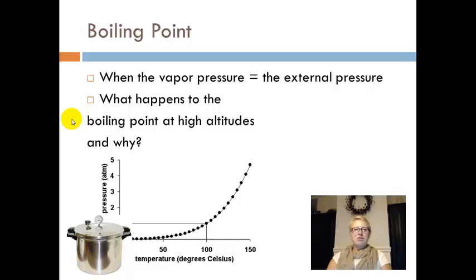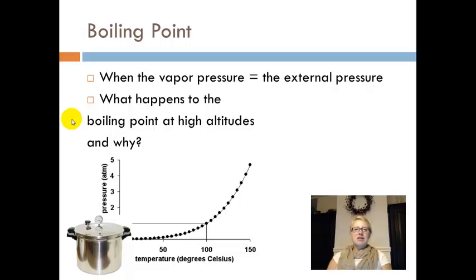So what happens to the boiling point at high altitudes and why? Well, at high altitudes, the external pressure is lower because you have less atmosphere above you pressing down. So the boiling point is reached much sooner. The liquid is able to escape to a gas much sooner at a lower temperature at higher altitudes.